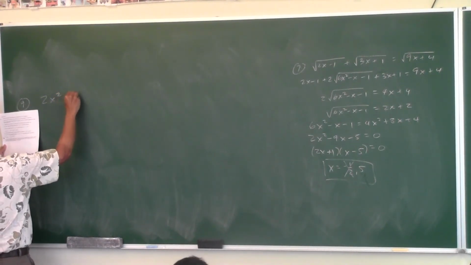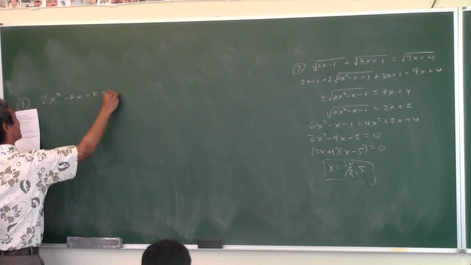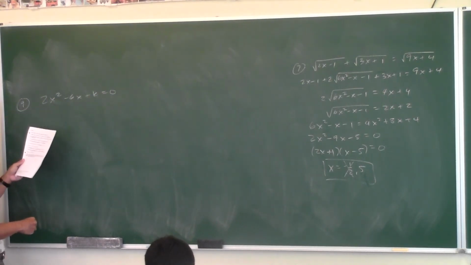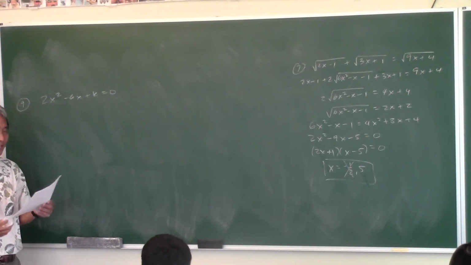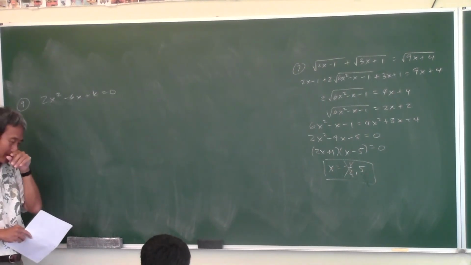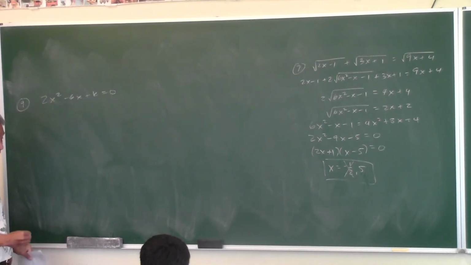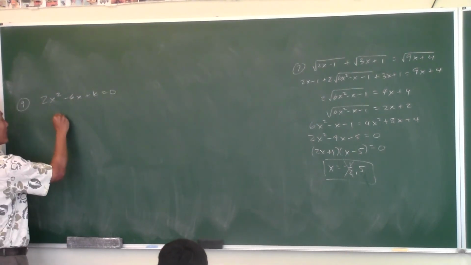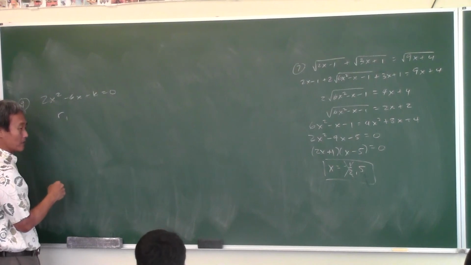2x squared minus 6x plus k equals 0. Okay? One root is 2 more than the other. What is the value of k? Yeah, but Mr. Park, I don't know anything about the roots. Yes, you do. One is 2 more than the other. So how do you label them? If I label one of the roots r, what's the other one?